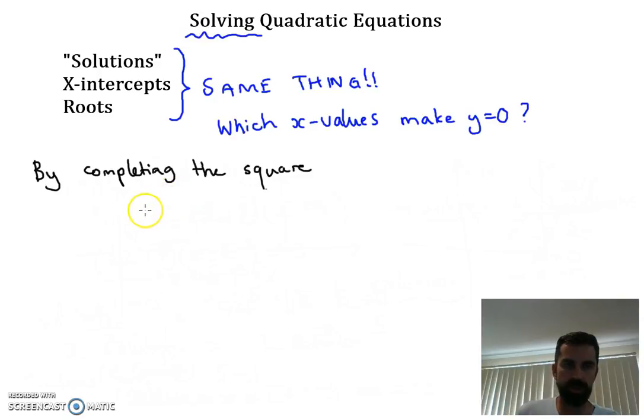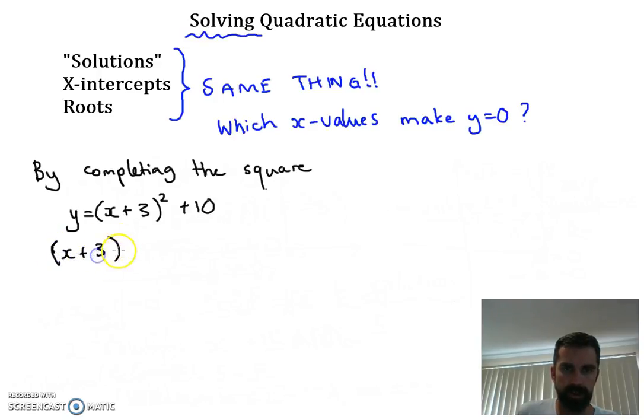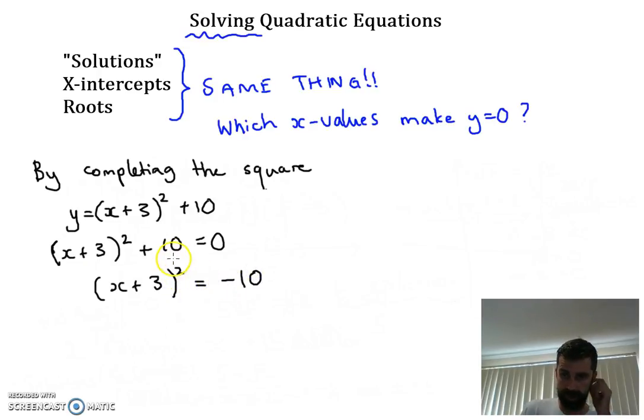The last thing I wanted to show you was also using completing the square, but on a slightly different equation. So let's say we're looking at (x plus 3) squared plus 10. So this is in vertex form again. If I want to get the solutions, I need to make that equal to 0. So I'm going to say (x plus 3) squared plus 10 equals 0, which means that (x plus 3) all squared equals negative 10 because I've subtracted 10 from both sides.